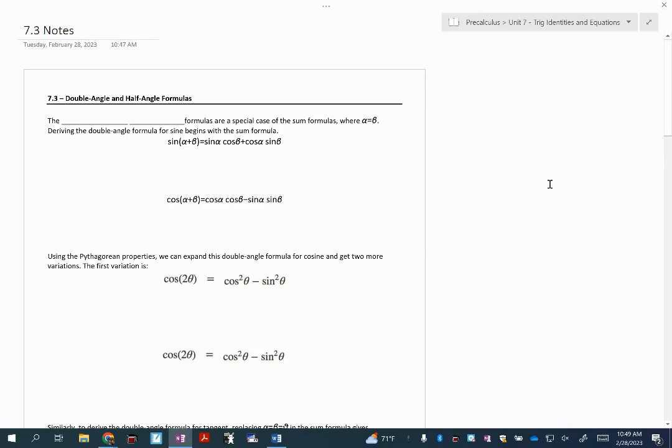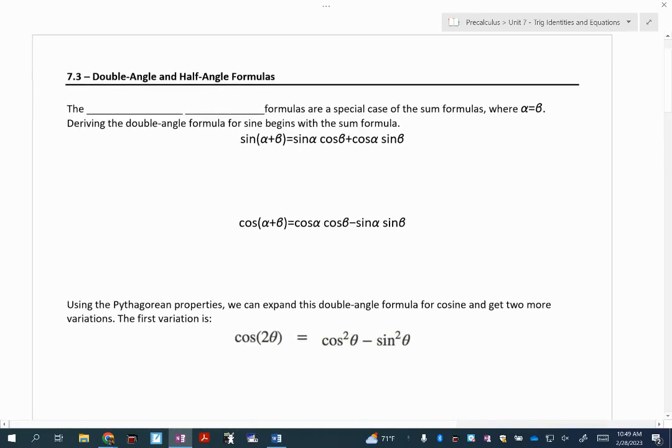In this video, I'm going to go over using the double angle and half angle formulas. First, for the double angle ones, I'm going to derive these from the previous formulas that we did in 7.2, and then use them in a few problems. And then I'm not going to derive the half angle formulas, but I'll show you what they are and how to use them to find the sine or cosine or tangent of angles that are actually cut in half.